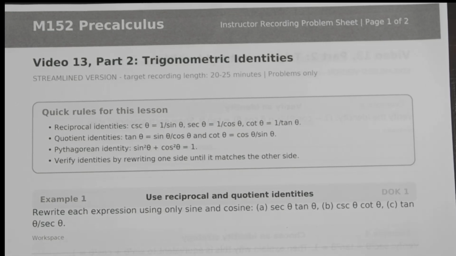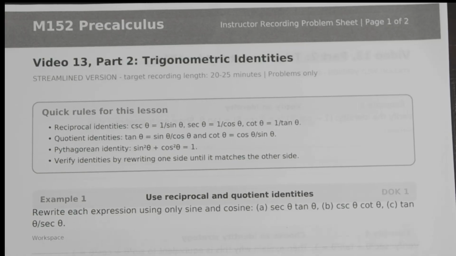Hello again. In the previous lesson, we graphed the other trigonometric functions: tangent, secant, cosecant, and cotangent. In this lesson, we're going to work with trigonometric identities. An identity is an equation that is true for all values where both sides are defined. So the goal is not to solve for x. The goal is to rewrite one side until it matches the other side.